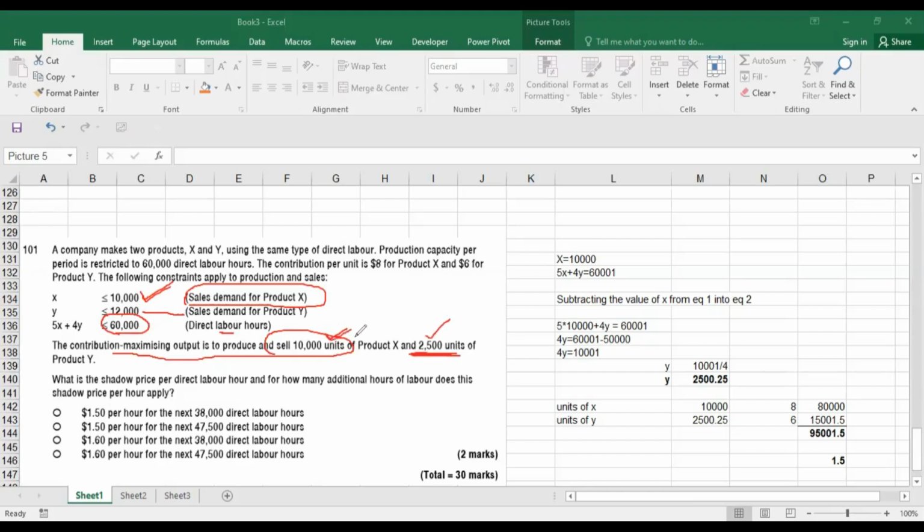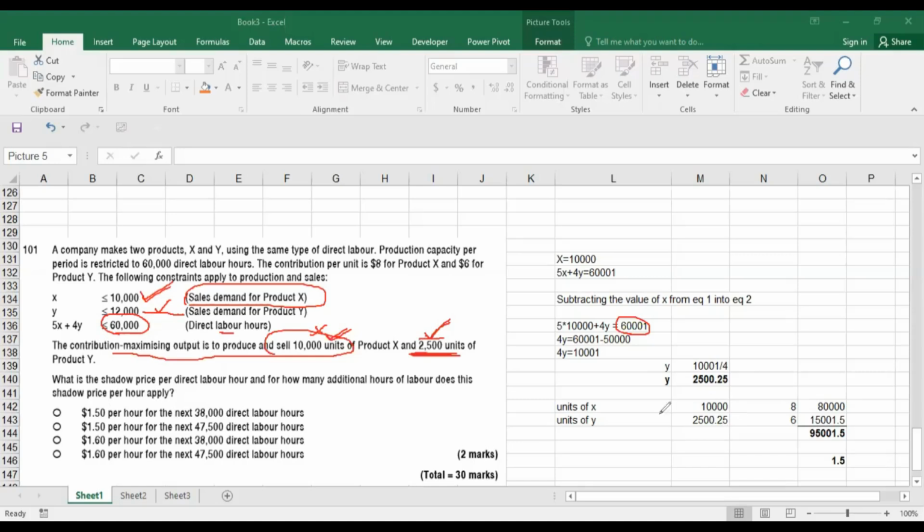Y. If I get an additional labor hour, I will not be making X. I will be making Y because in Y, I still have some gap. Market demand for Y is 12,000. I am only making 2,500 because I do not have labor hours. So if I bring one more labor hour, I can make the units of Y like 2,500.25 units. So 0.25 units will come extra.